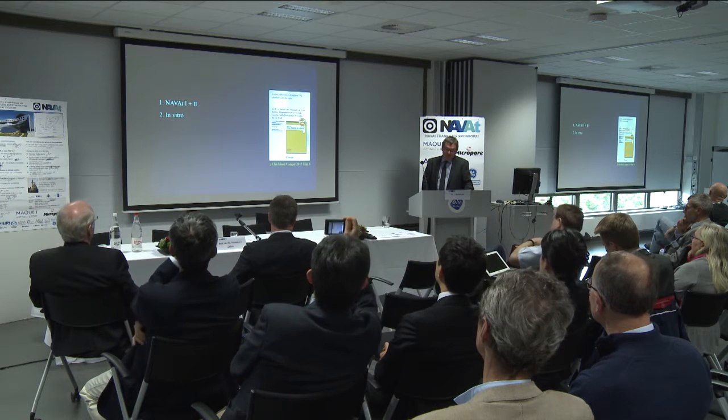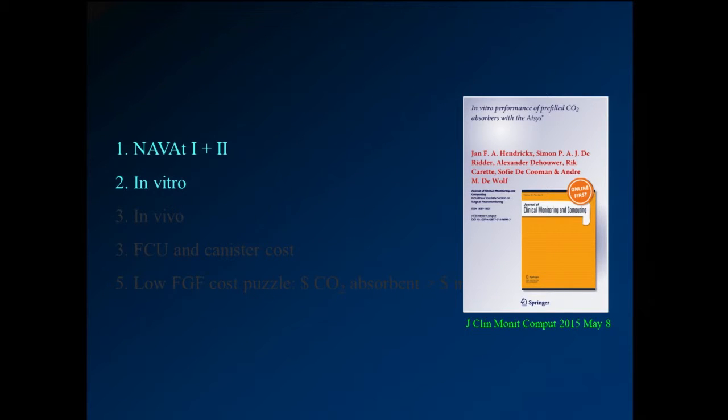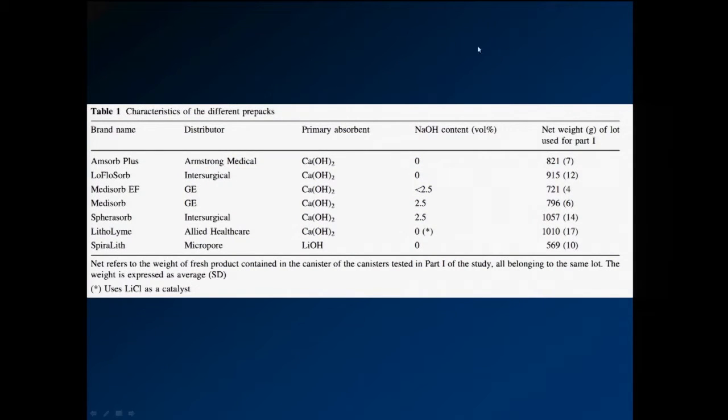We tested the in vitro canister life of several canisters that fit onto the ACES, which we published online a few months ago. I'm going to go over the products again: mSorb Plus, Low Flow Sorb, Medisorb EF, Spherasorb, Little Lamp, Spiralit. First thing to note is that these are all calcium hydroxide based absorbents, except for the Spiralit, which uses lithium hydroxide. Within the calcium hydroxide group, you have those with sodium hydroxide as a catalyst. The importance of this is that these may degrade inhaled anesthetics, but even so, the clinical significance of this is questionable. The Little Lamp contains a different catalyst, lithium chloride.